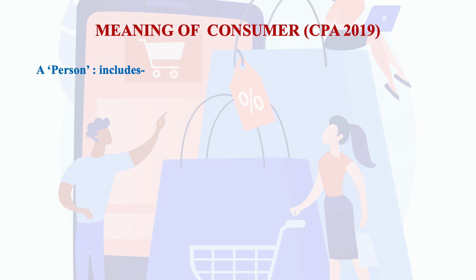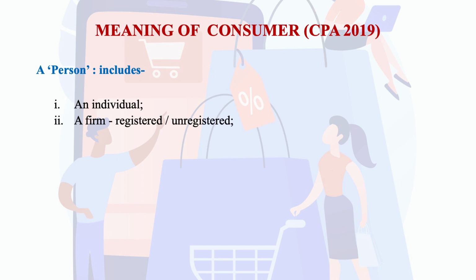The person, as per the Act, it is an inclusive definition. A person may be an individual like you and me, anybody from a child onwards, an elderly person, with no age limit, that can be any living natural person. Then second is a firm, either registered or unregistered, because firms also need goods for their own use and utility use.